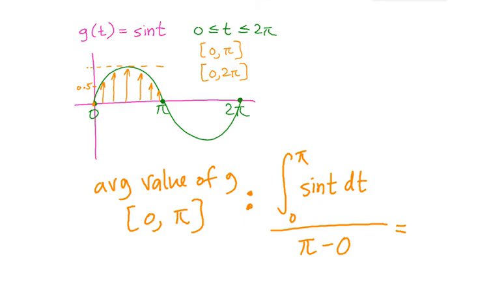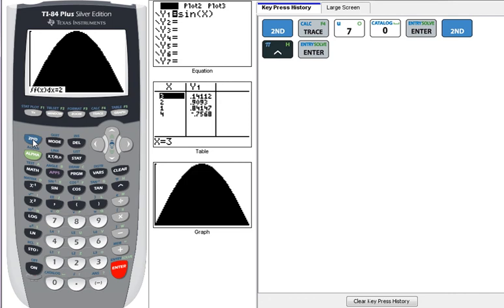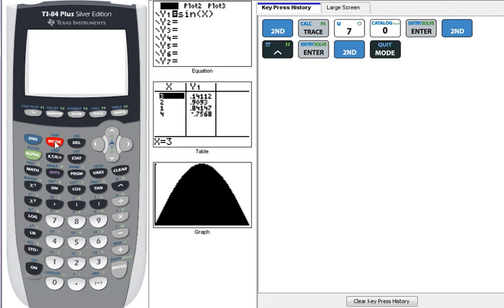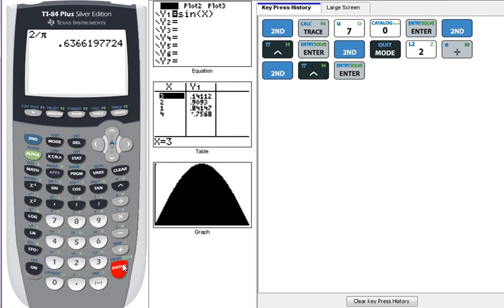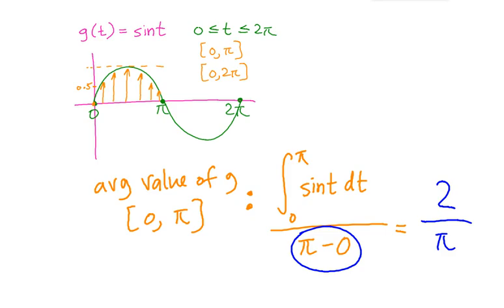All right, so that tells us the integral, the area under the curve, is 2. The time interval, pi take away 0, is pi. And so the average value is 2 divided by pi, which is approximately 0.636. Okay, so does that square with our intuition? Is it believable that the average value is 0.636? Looks pretty reasonable that that's the average height on that particular interval.